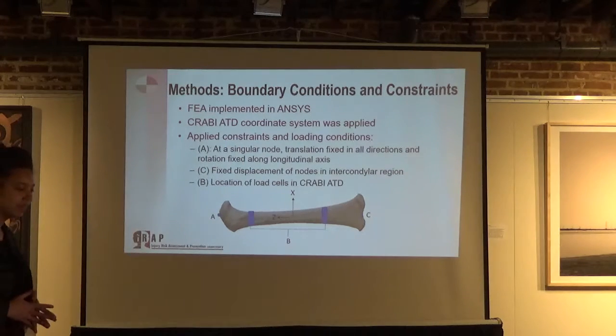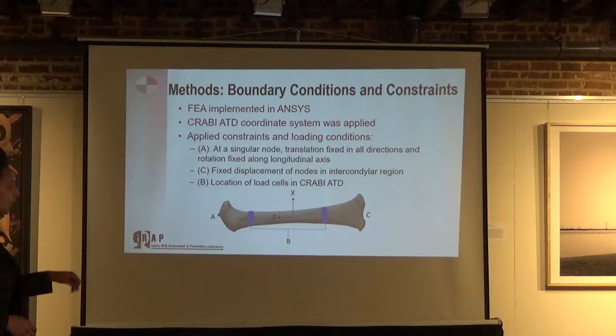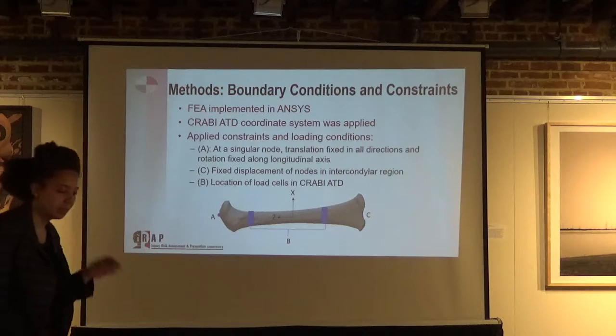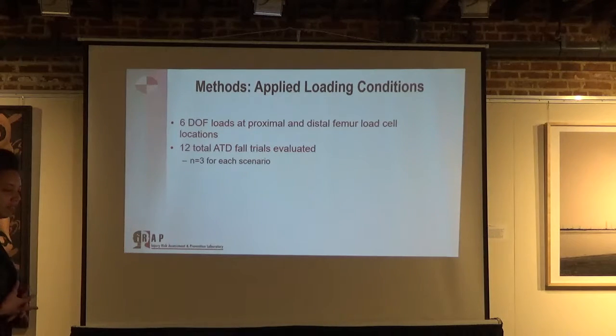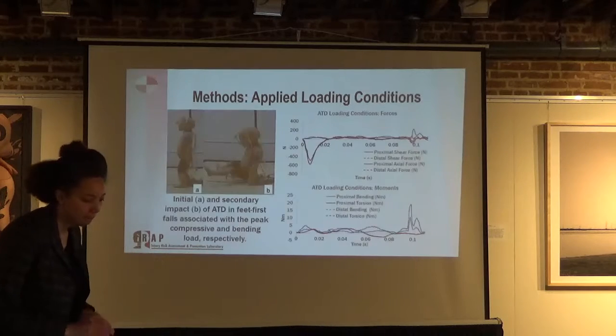At the distal end, we constrained the intercondylar region, which is this region here, to have fixed displacement, and we applied the loads at the location B shown, which is approximately where the load cells were located in the ATD femur assembly. So 6 degree of freedom loads were applied at their corresponding locations from the ATD data set for a total of 12 ATD fall trials that were evaluated, 3 for each of the scenarios, so the different combinations of impact surfaces and fall heights.